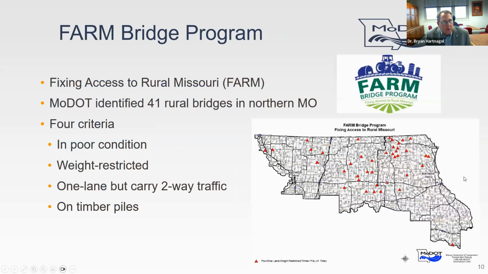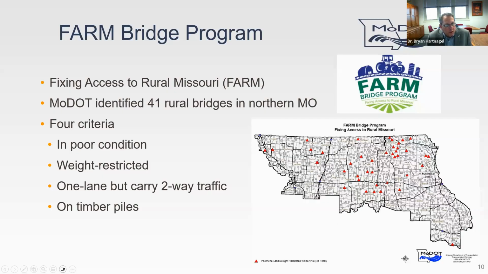So let's get into the Farm Bridge program itself. So as I said, fixing access to rural Missouri, you've got to have a catchy acronym when you apply for a grant. We identified 41 rural bridges in northern Missouri. The map of the northern part of Missouri is shown here. The thick black lines here represent the district boundaries. So the Northwest District is here.